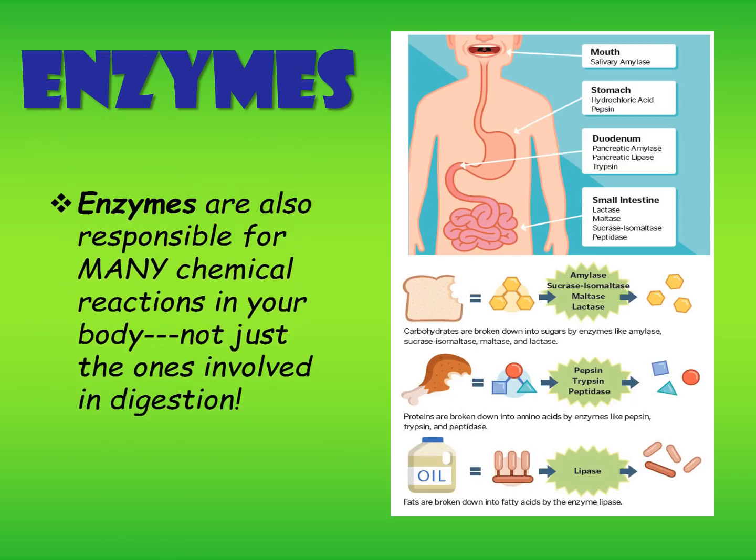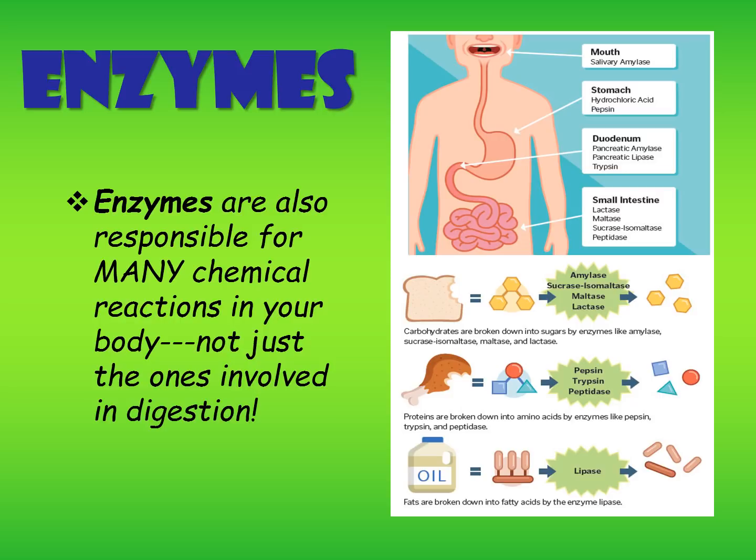So we kind of already said this, but they're very specific. Amylase only works on starches. Pepsin only works on proteins, okay? So for instance, this little molecule here is only going to fit into the enzyme that is able to receive it. And the same is true with these. It is important to know that you have enzymes all over your body doing many different jobs, not just in digestion, but since that's what we're talking about, that's the context we're learning this in.